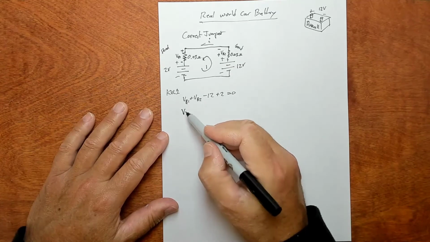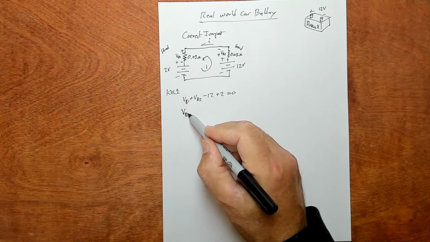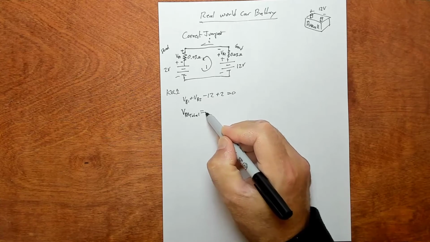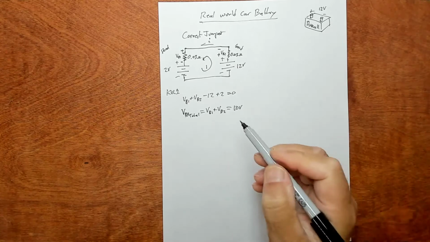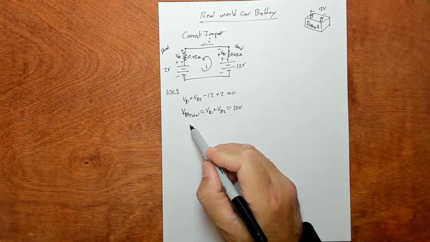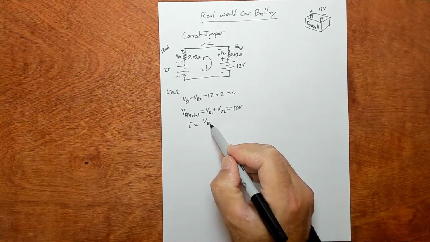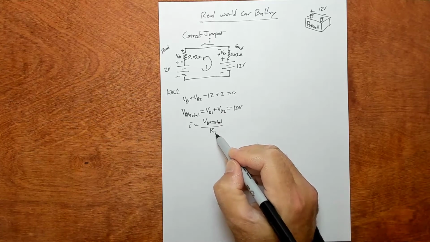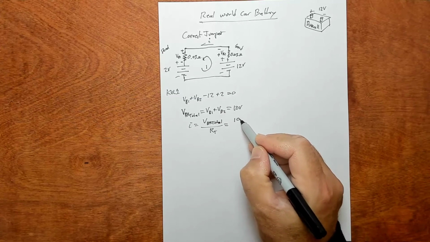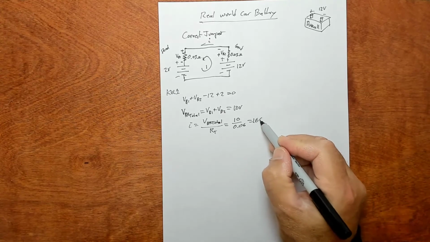So the voltage due to the battery resistance total, that's just VB1 plus VB2. It's going to be 10 volts, and we can solve for I now. I is the voltage battery resistance total over the resistance total. So it's going to be 10 volts over 0.06. So it's going to be 166 amps.